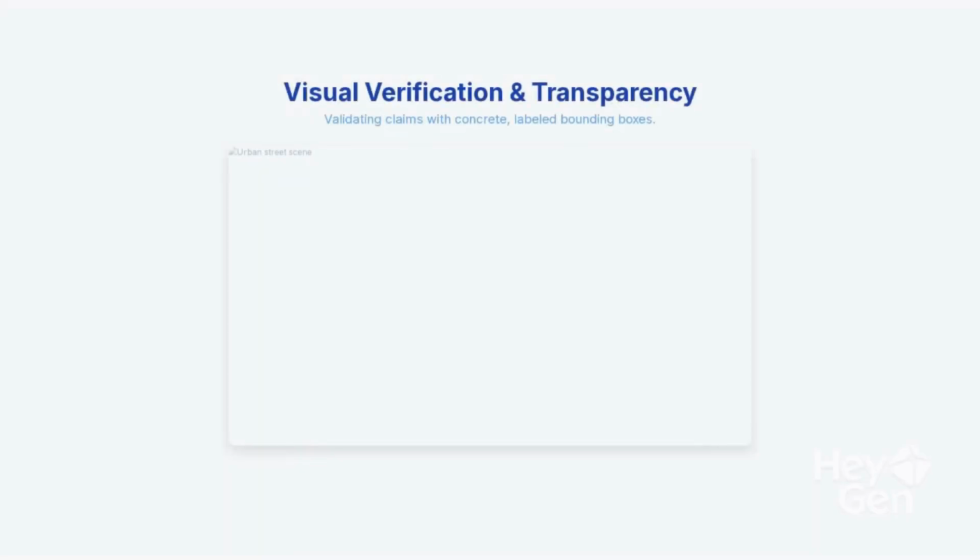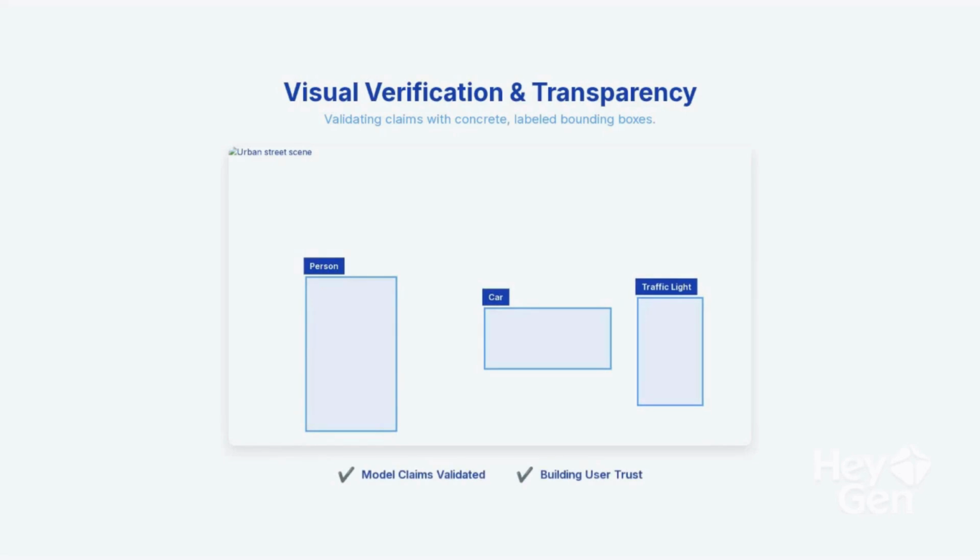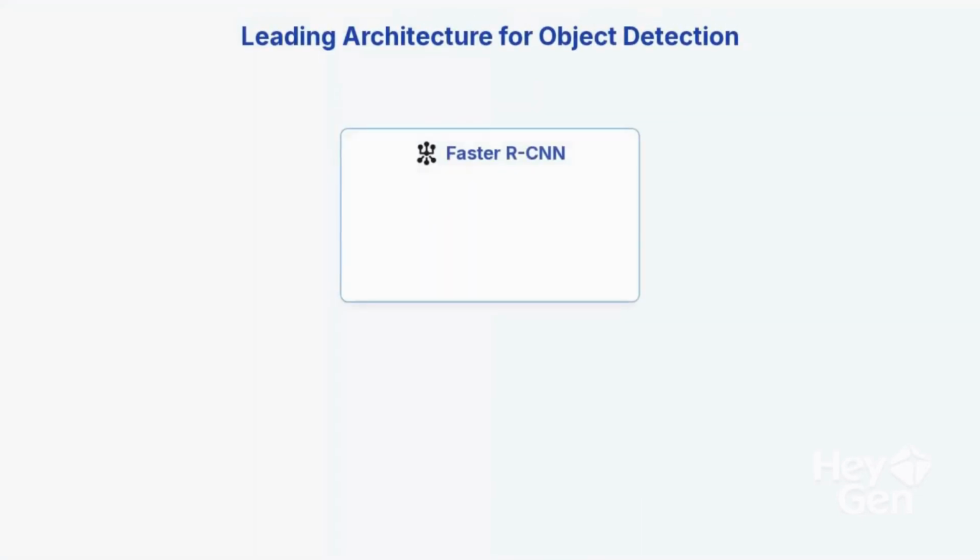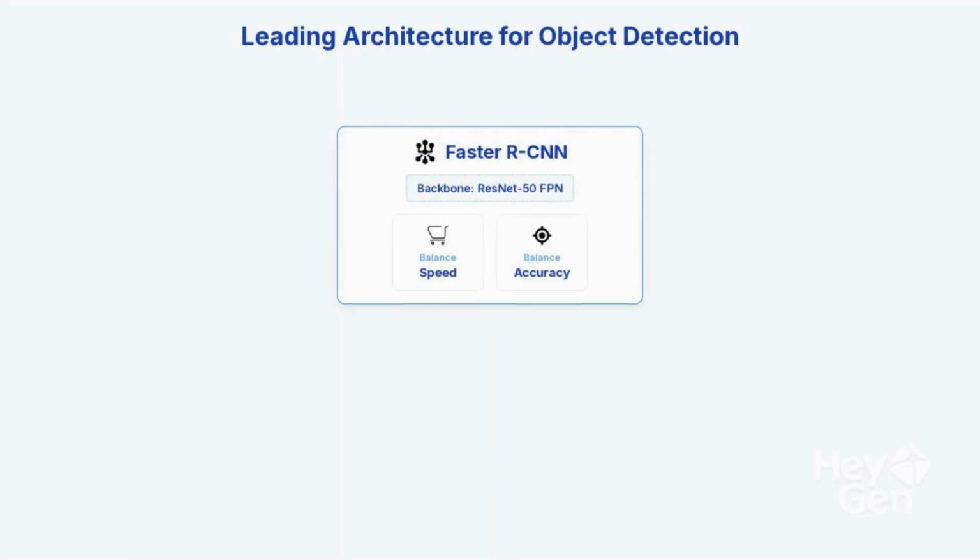Our object detector validates the captioning model's claims and provides concrete, labeled bounding boxes to the user, building trust through transparency. We use the Faster R-CNN with a ResNet-50 FPN backbone, a leading architecture known for its balance of speed and accuracy, initialized on the massive COCO dataset.